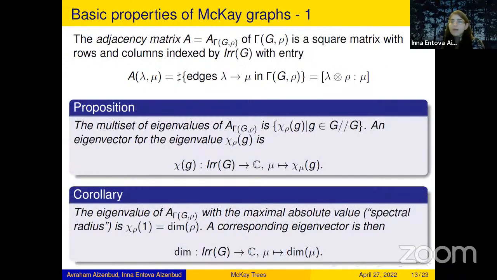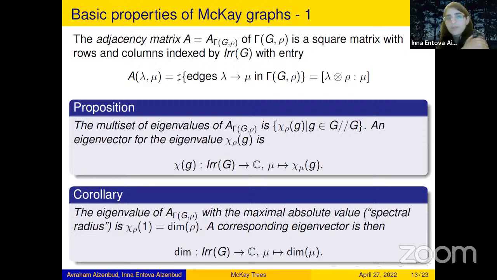So now let me tell you a little bit about the ideas behind the proofs, and in general what is known about McKay graphs. So first of all, when we consider a McKay graph, it is natural to ask what does the adjacency matrix look like? And the columns and the rows of the adjacency matrix can be labeled just by irreducible representations of gamma, of course.